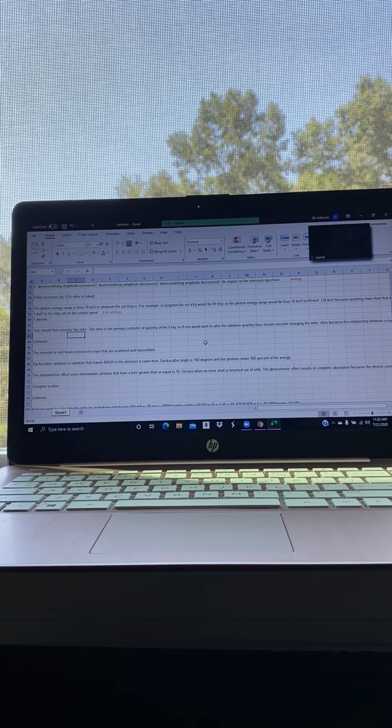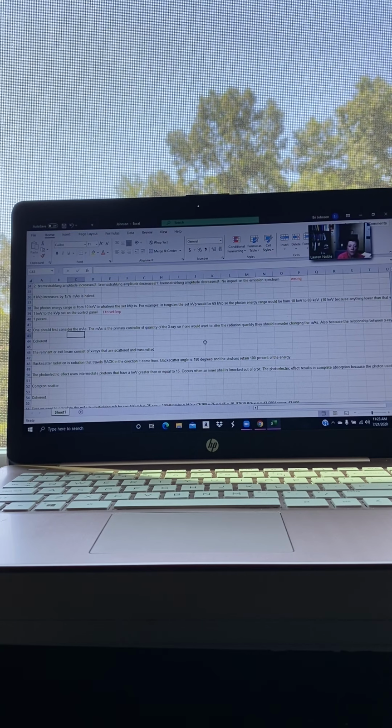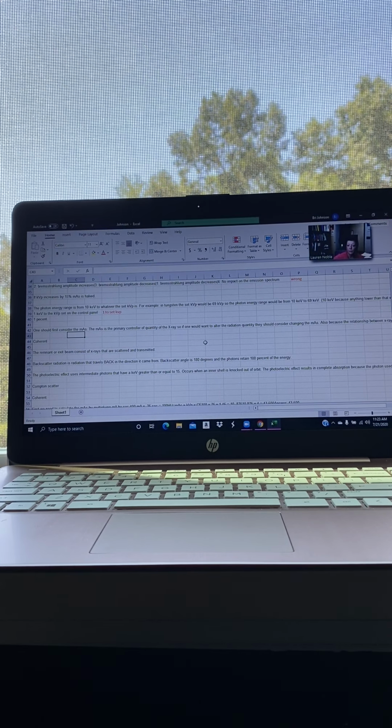So how many points was that question worth? 2 points. So if you didn't put set KVP, then that would be a point off for not indicating that end range. I tried to give as much credit as I could and take off minimum points. So 1 keV up to the set KVP, meaning whatever KVP you set on the control panel, that will be the maximum energy for brems.